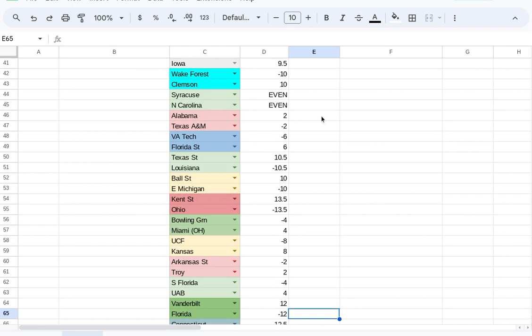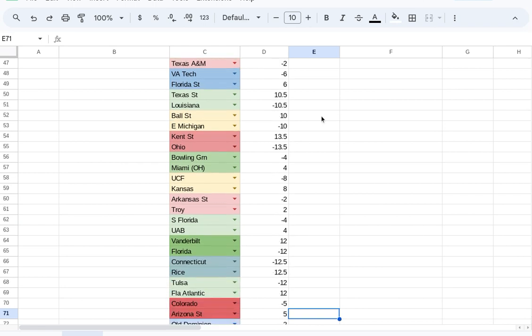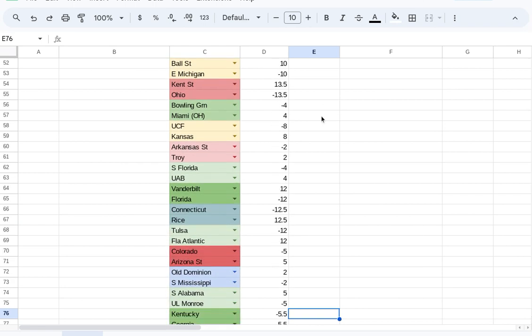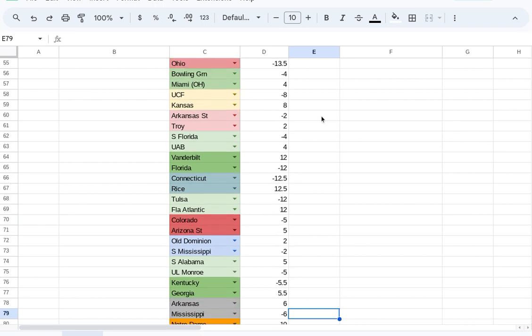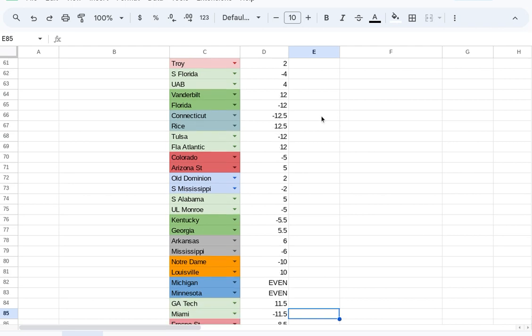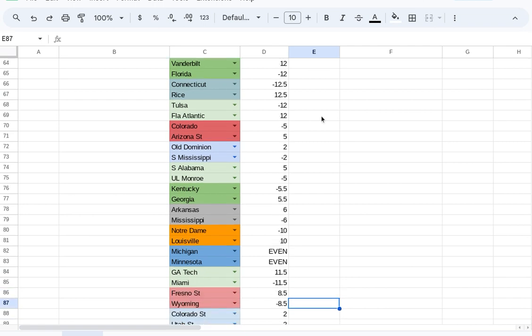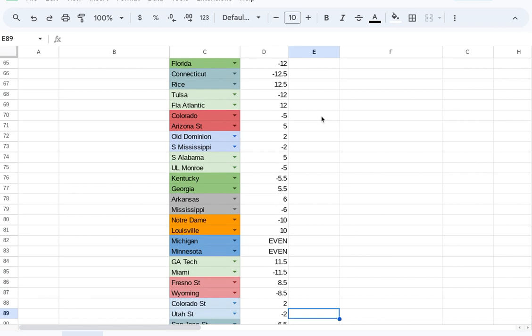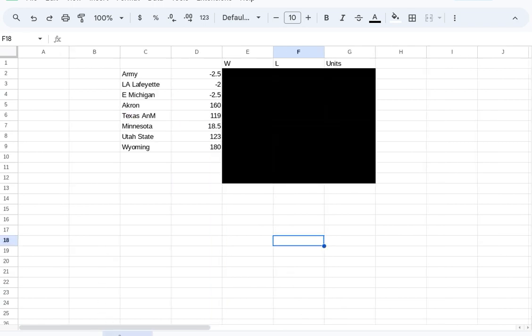It's only going to be 8 plays. It's not that many. And that's another good point to make, that this is so simple. This takes very little time to do. Very little time. Let's look at Michigan and Minnesota. We count that because it was even via my model. The big one there, Wyoming -8.5. And then finally Utah State -2 via my model. Now, let's go to this sheet here. So now you can see all the plays.